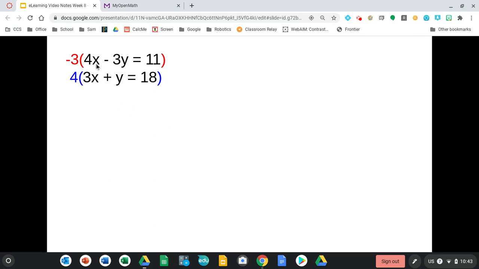Okay, so now we're going to multiply everything in this top equation by negative 3. Okay, and then we're going to multiply everything in the bottom equation by 4. All right, so go ahead and do that. All right, so when we do that, what we end up with is this: negative 12x plus 9y equals negative 33. Okay, notice we multiplied each one of those numbers by negative 3. Now in the bottom equation, we're going to multiply each one of these numbers by 4. So that makes it 12x and makes it 4y and makes it 72.